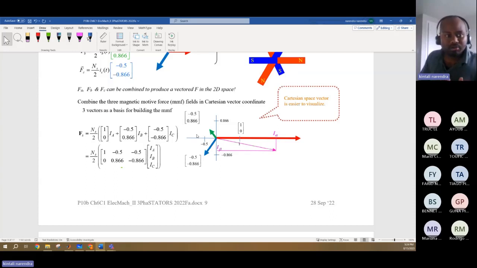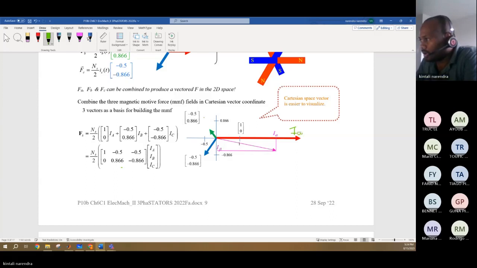But the amplitude of each magnetic field at that moment will determine which is the dominant magnetic field. If you observe this diagram, there are currents called I alpha, I beta, or I gamma, or you can call them IA, IB, and IC. So here there are three currents: IA, IB, and IC.